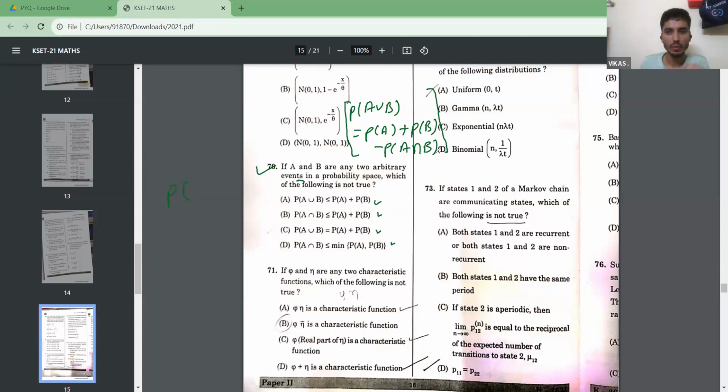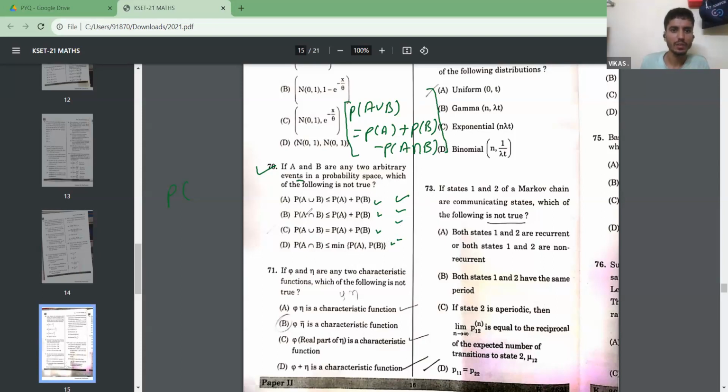We have to know where they came from and why they are true. So by this formula, you will be able to do this question easily. We will return to this question after we cover some theory.